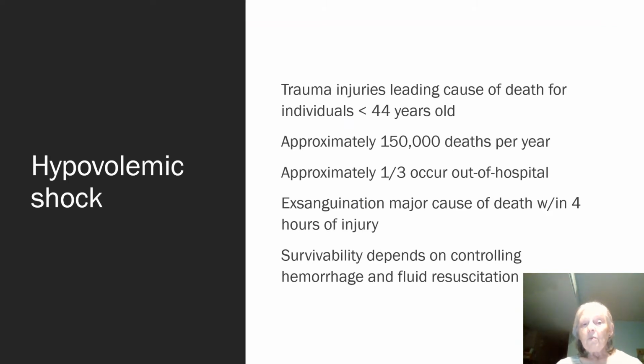So the first type of shock we'll talk a little bit about is hypovolemic shock. And as you can see, to start off, trauma injuries are a leading cause of death for individuals less than 44 years old. And you have approximately 150,000 deaths per year, and about a third of them are going to die before they ever get to the hospital, okay? And exsanguination is a major cause of death within 4 hours of your injuries, and that's your bleeding out at that particular point. So how do we save these folks? Well, first of all, you have to control the hemorrhage, and you also have to get fluid resuscitation.